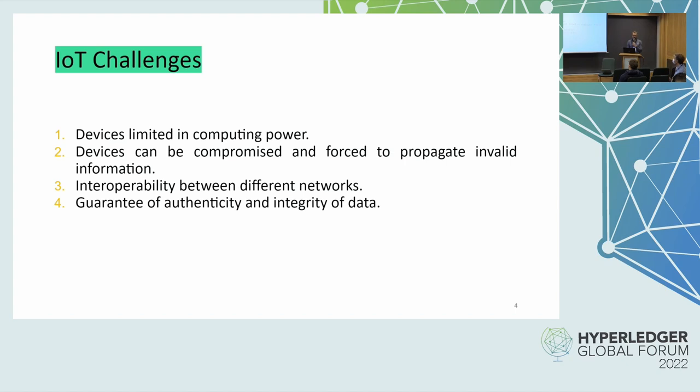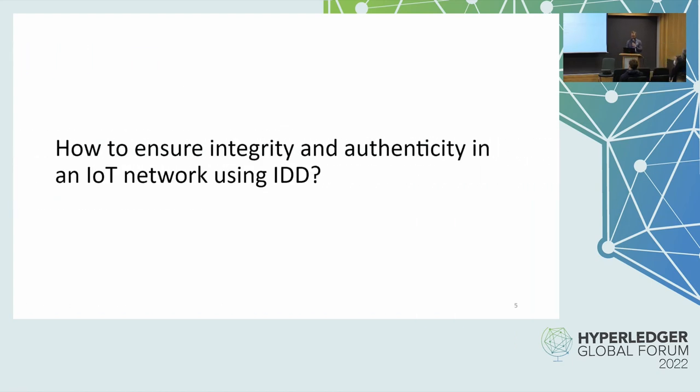Devices are usually limited in terms of computing power. Devices can be compromised and forced to propagate invalid information, so you are not sure about what you are receiving from those devices. There is also interoperability among different networks and the guarantee of authenticity and integrity of data. How do we ensure the integrity and authenticity in an IoT network using self-sovereign identity, decentralized identity? In Portuguese it is identidade descentralizada, because of that it is IDD.